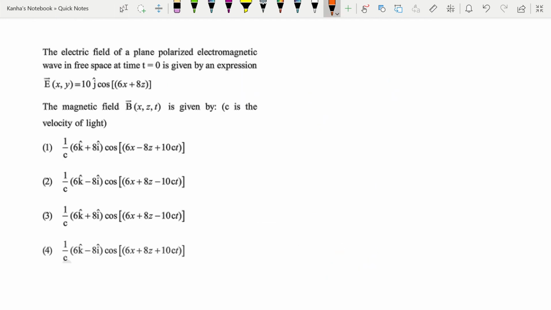Let's solve another question. The electrical field of a plane polarized electromagnetic wave in free space at time t equal to 0 is given by the expression that is given to you here. The magnetic field B is given by which of these? So in order to do this, let me just first of all write what is given to me.